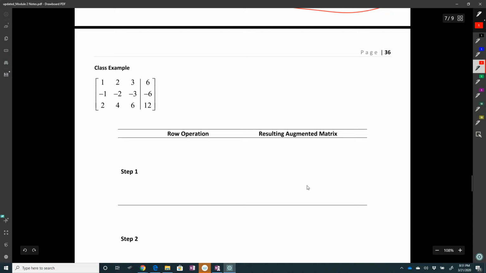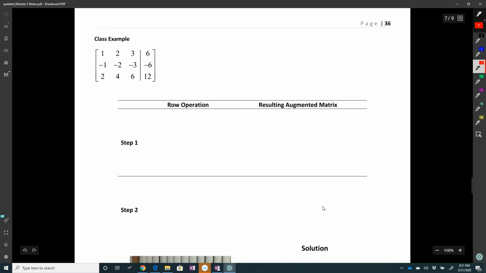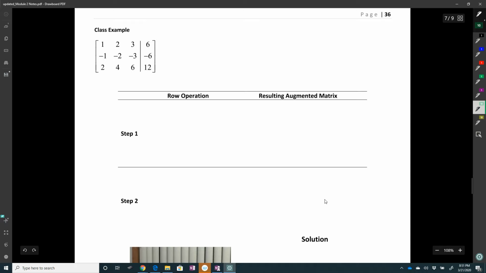So on page 36, notice here that there's only two steps. That means that good things are going to happen. You won't know that when you're actually doing it, but for the sake of this assignment. So notice that we already have a 1 in the upper corner. So our next task is to get this negative 1 and make that a 0. Okay, we're in column 1, so we're going to use row 1. And they're already opposites. 1 is the opposite of negative 1. So that means that row 1 plus row 2 is just going to be my new row 2.